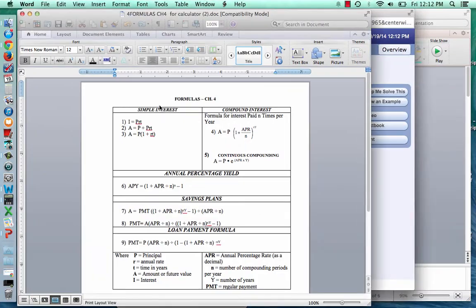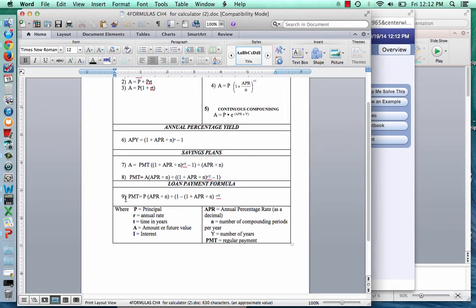Well, the formula that you have for loans, the loan payment formula, is formula number 9 to figure out the payment. Let me differentiate between this and the formula that solves for the payment for a savings plan. If you want to put money into an account and have it grow, that's the savings formula. This one is to pay off a loan, and the principal is the amount that we borrowed. Okay, so I'm going to follow this formula here.